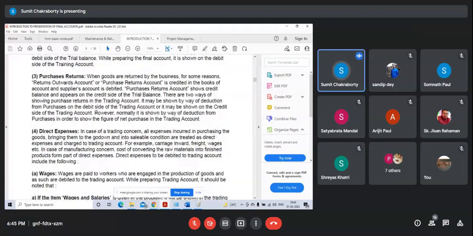Purchase returns: when goods are returned by the business to the supplier for some reason, the returns outward account or purchase returns account is credited in the books of account and the supplier's account is debited. So credited means less: purchases less returns outward.